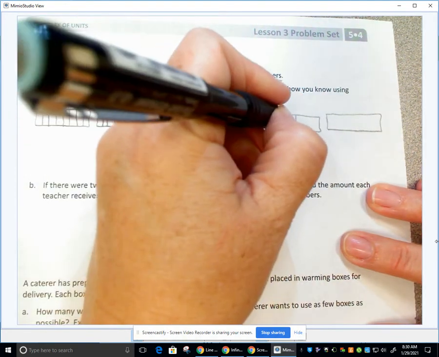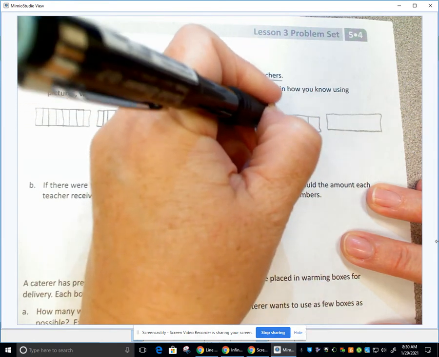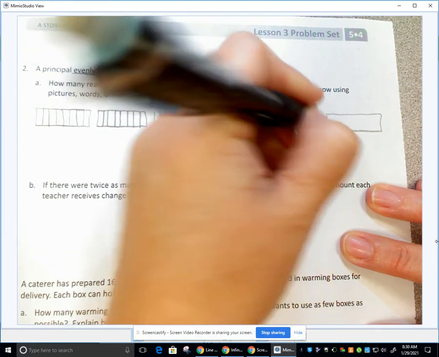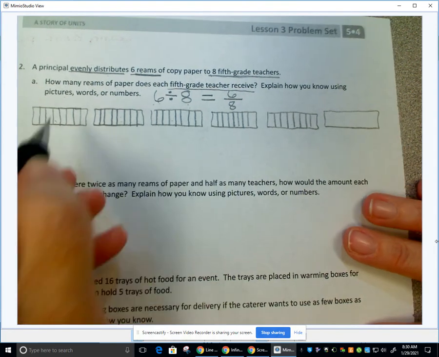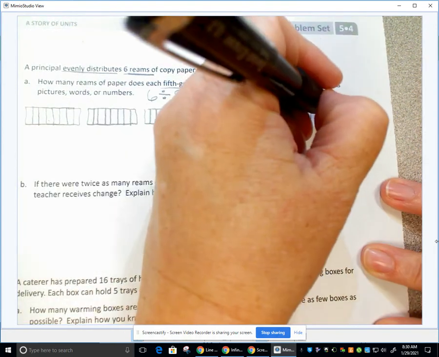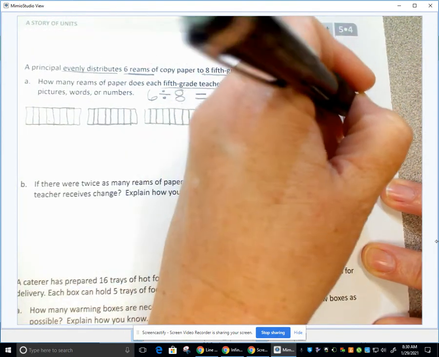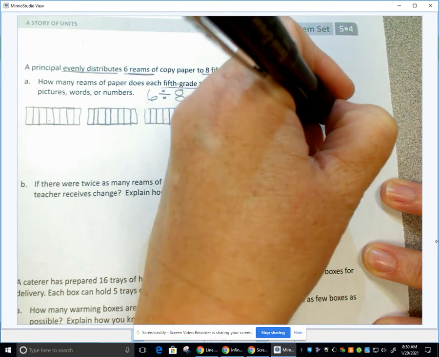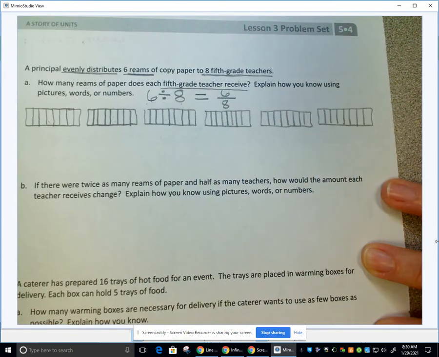You know how I am. I hope I don't make a mistake. Okay? I'm turning each one of these reams into eighths because we're sharing it among 8 teachers. Remember, the principal's going to give it to 8 teachers. He's going to evenly distribute it.